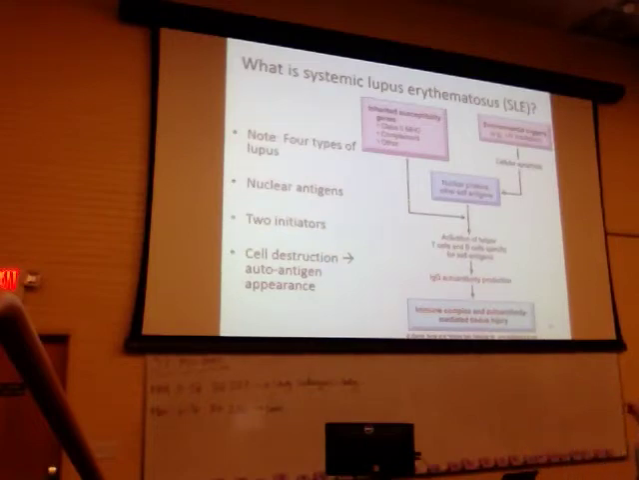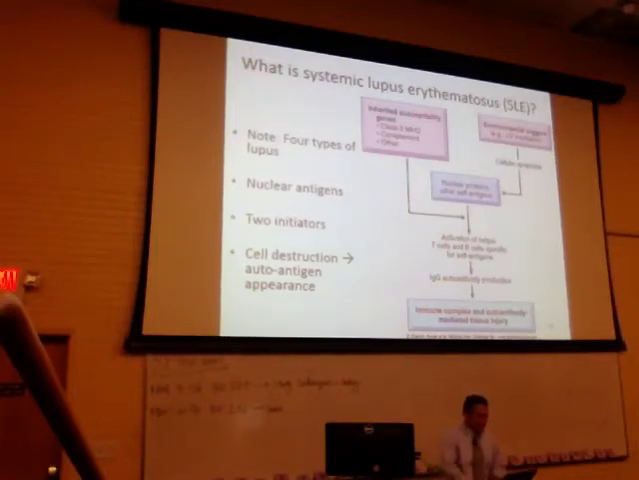So the trigger, like UV light or sunlight or radiation, could help trigger this cascade of events, but it's not necessarily the cause. But you can't rule it out. So we've got two initiators. We've got genetics, and we have these environmental triggers. The cell destruction that takes place is a result of these autoantigens that show up.